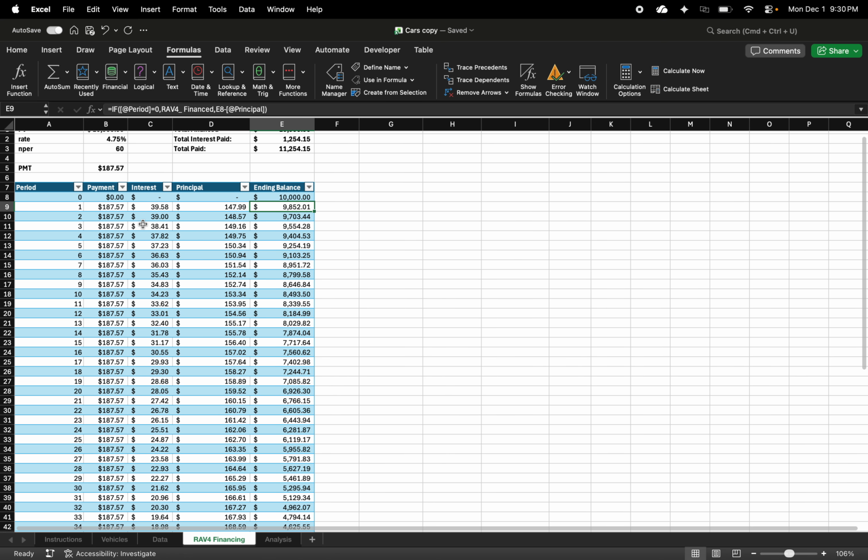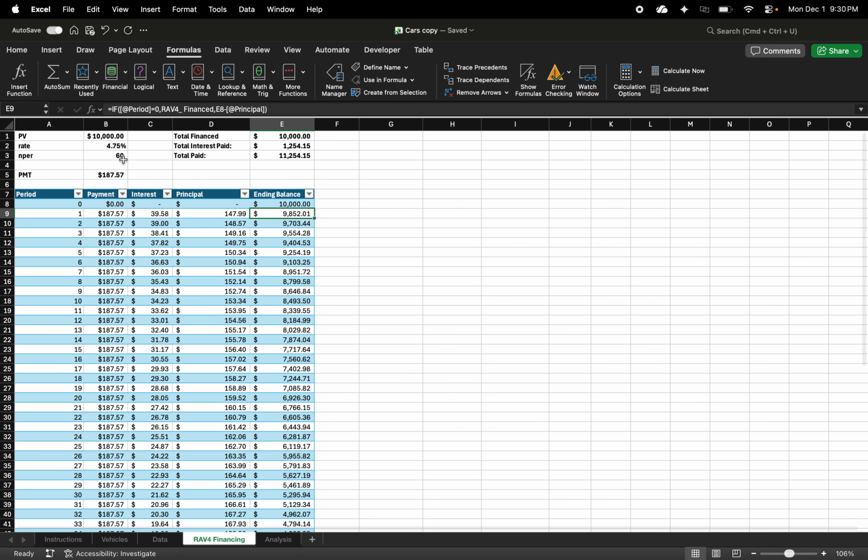So I used the payment function to meet the financial formulas, and I also have here the total finance, total interest paid, and the total paid overall. And then lastly, I used pivot tables.